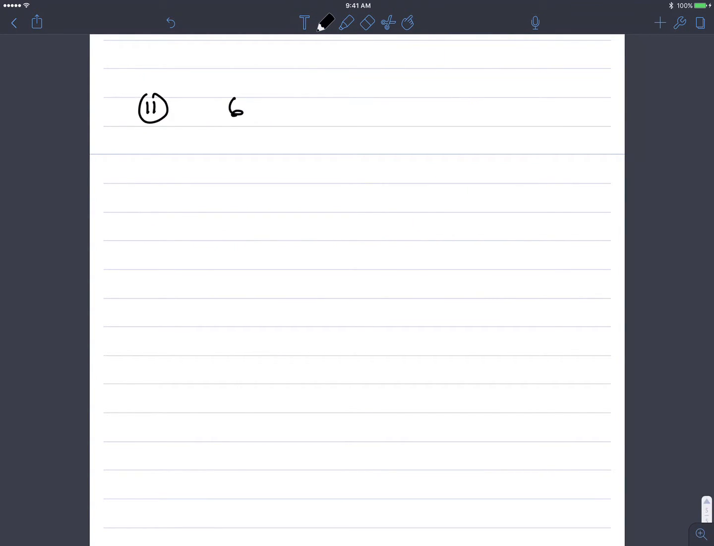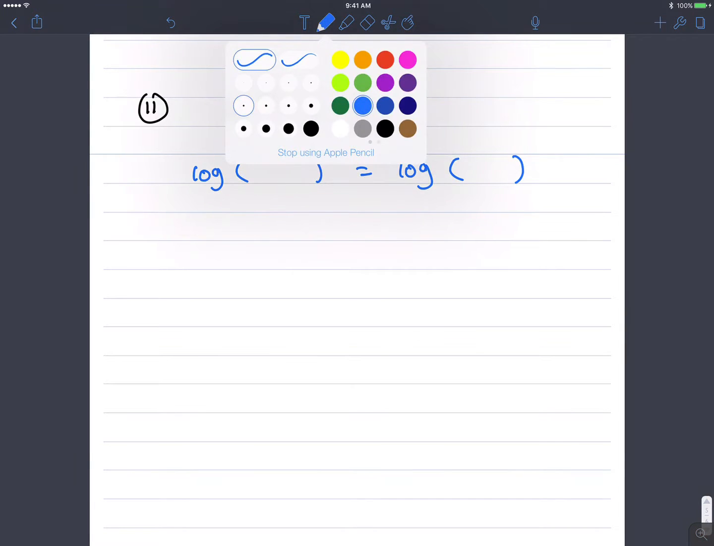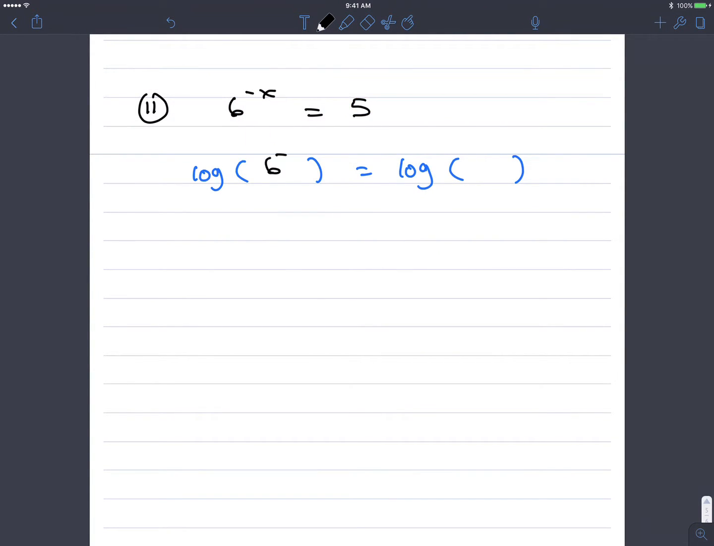And we get 6 to the minus x power is 5. Now, you don't have to use natural log. You could use common log. And let's try common log. So we'll take the common log of both sides. And so this is what this will look like. You'll get 6 to the minus x power. You get the 5 there. So we're taking the log of both sides.